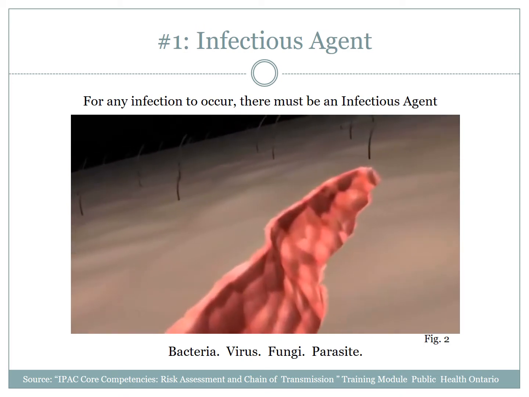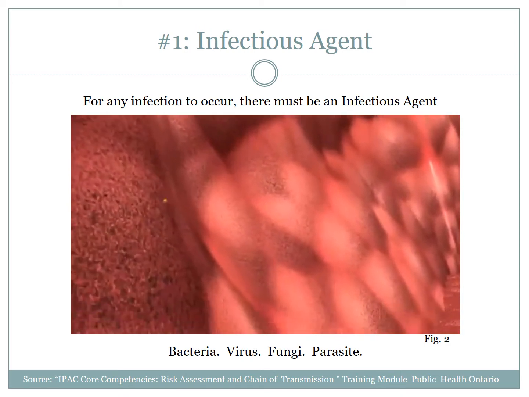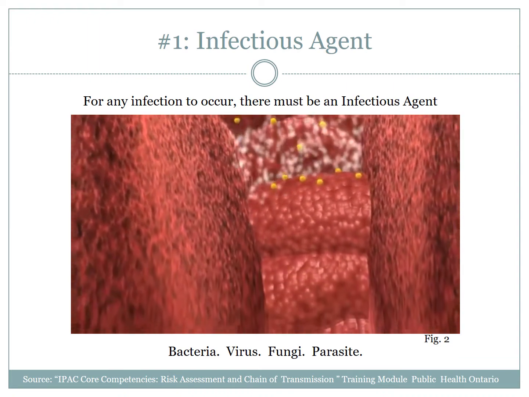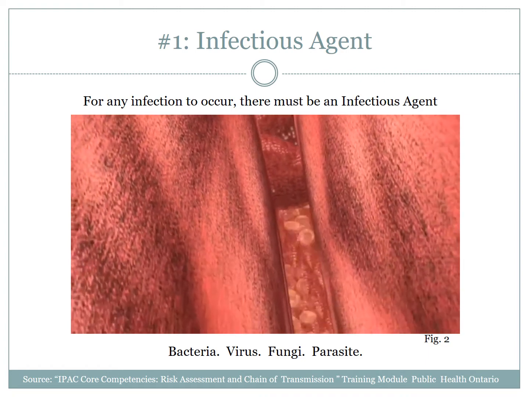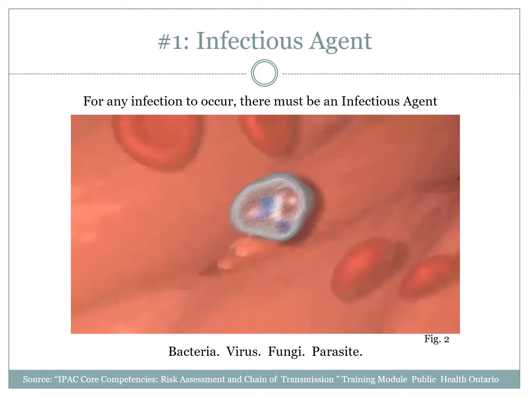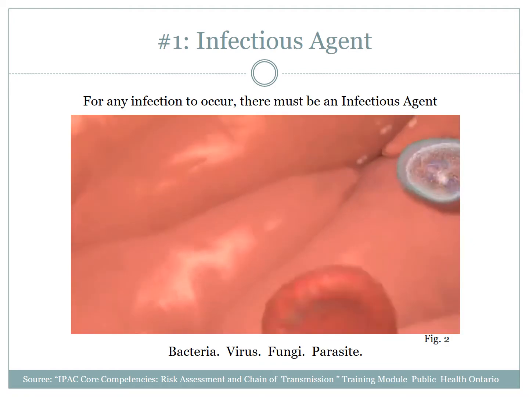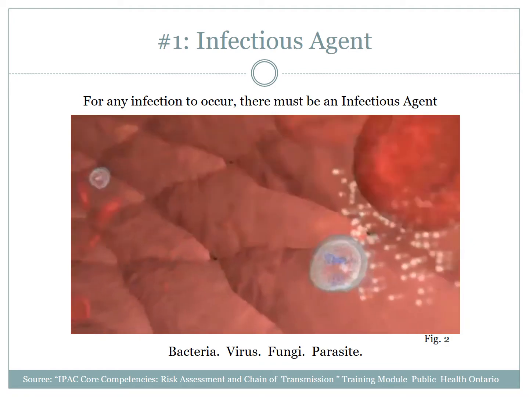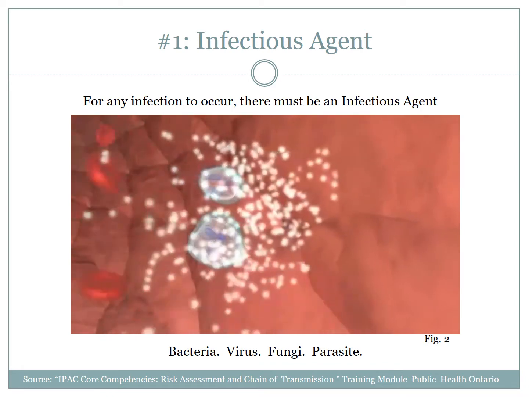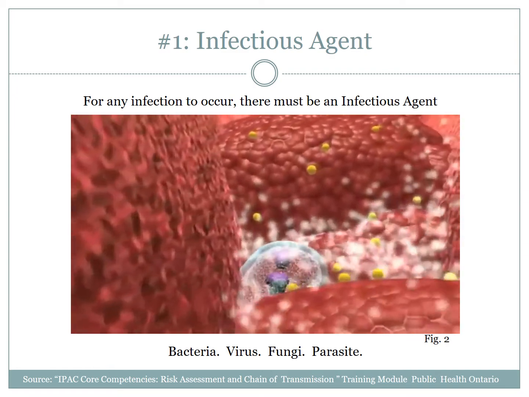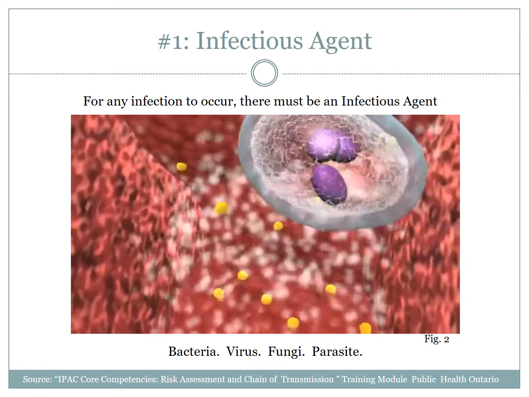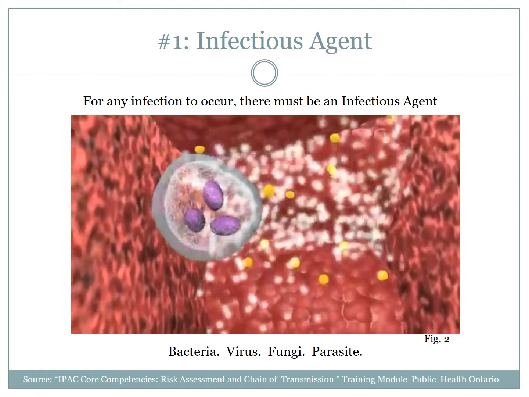For any infection to occur, there must be an infectious agent present. This is the first link in the chain of transmission. People get sick when an organism, big or small, enters their body and infects them. Infectious agents may be a bacterium, such as Salmonella in the food that you might eat, a virus like COVID-19 or influenza, fungi like trichophyton, which is what causes athlete's foot, or even a parasite, such as pinworms.